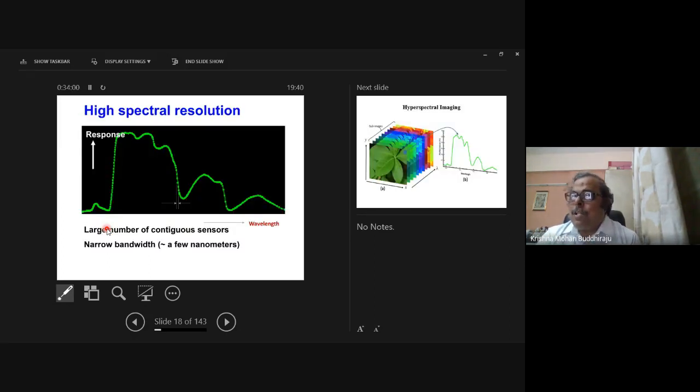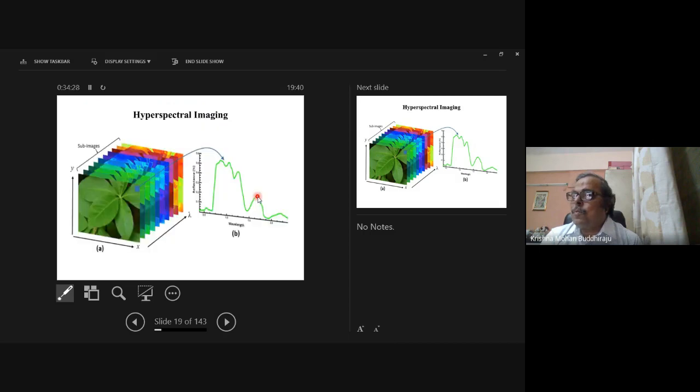For high spectral resolution, what you see is these circles. These are all adjacent wavelength bands. Each one is as narrow as a few nanometers or 10 nanometers or thereabouts. So you get a near continuous reflectance spectrum. You must already know by now that this is for green vegetation.